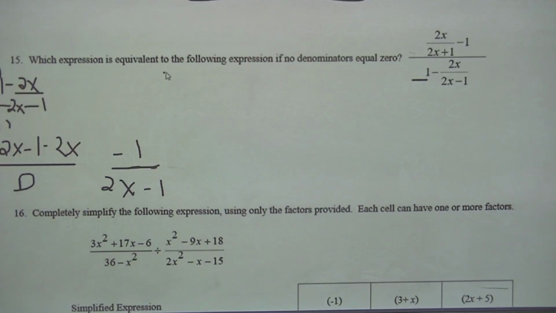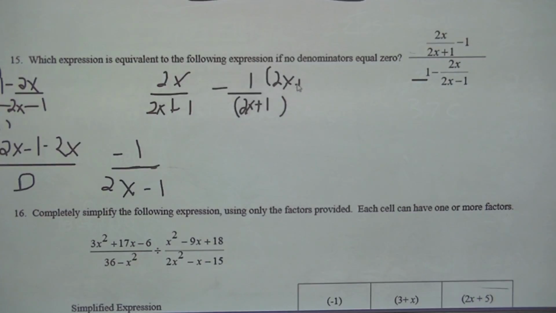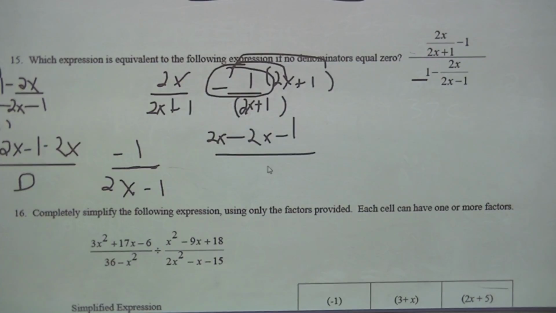The top part, 2x over 2x plus 1 minus 1. Okay? I would want to have a 2x plus 1, so I'm going to multiply by the top and the bottom. All right? So I'm going to treat that like a negative 1. So that's going to be 2x minus 1 over my common denominator. Those are going to cancel, so I'm going to have negative 1 over 2x plus 1.